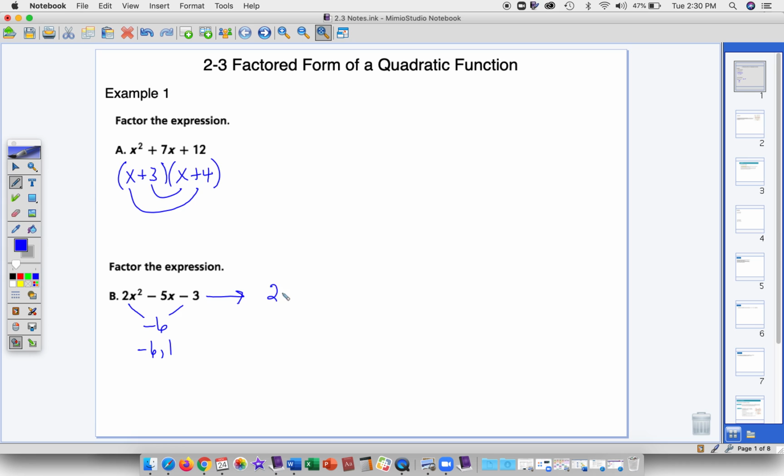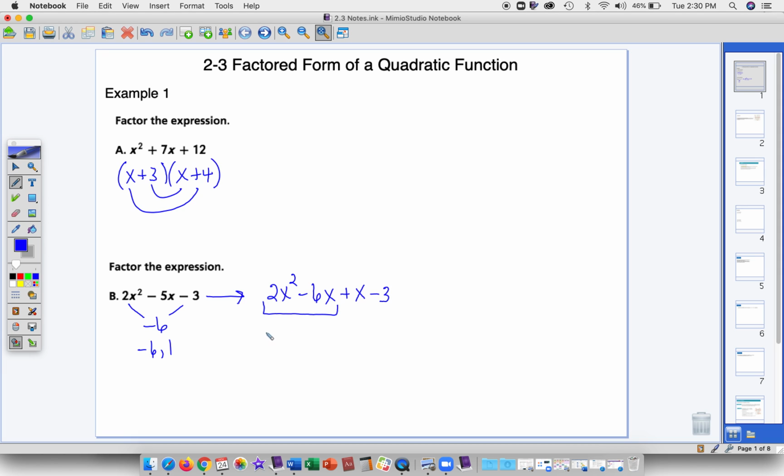So I'm going to rewrite that middle term as -6x plus x. That's from the 1. I don't put a 1x here, just an x, minus 3. So again, all I've done now is I rewrote the -5x as -6x plus x. And now we can use grouping to do the factoring. And that's why we reviewed grouping in the previous lesson.